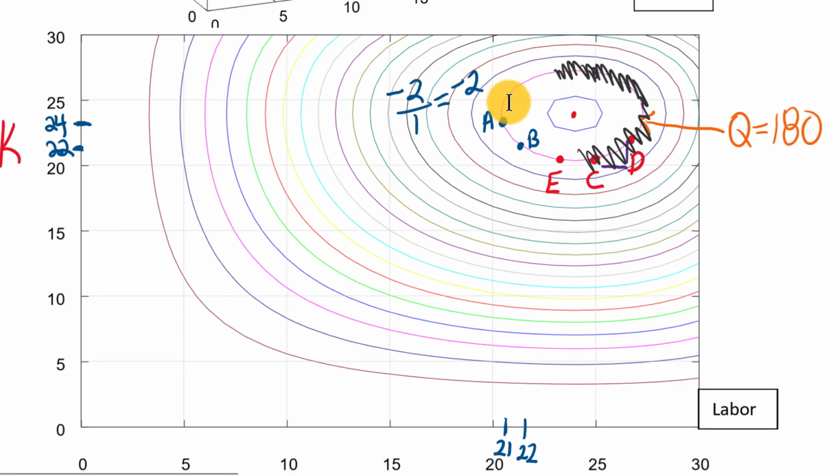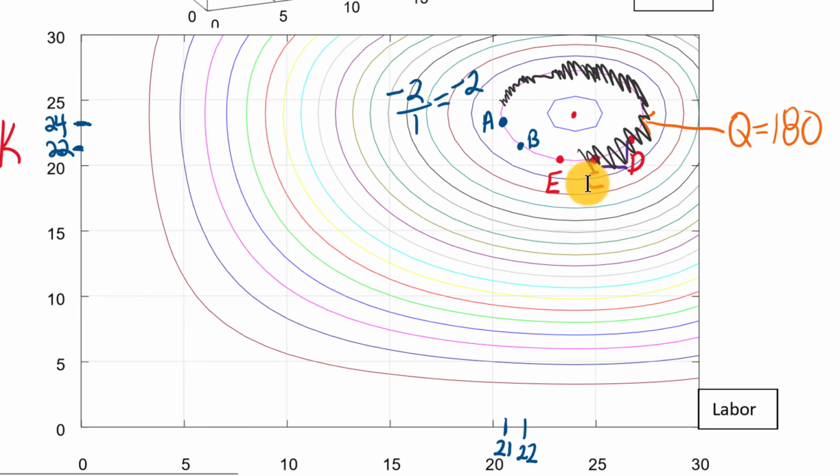So basically what we're doing here is we're ruling out any points on an isoquant where, in order to get there, we have to go through a positive sloped area. A positively sloped area means we're going to use more of both. We're going to use more capital and more labor. That's obviously a terrible idea.